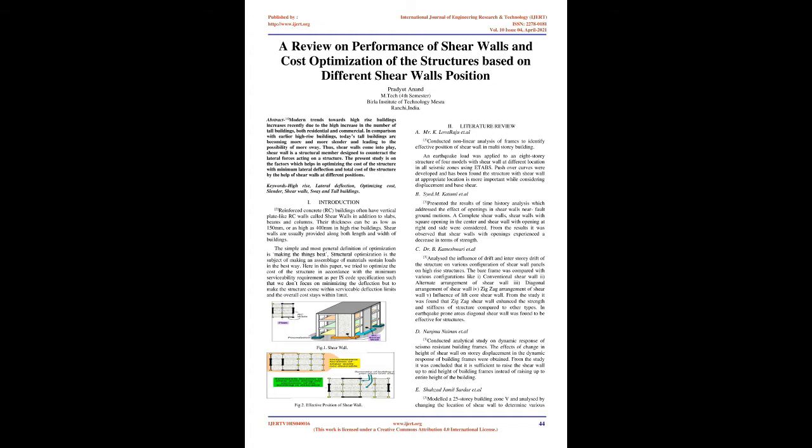Introduction. Reinforced concrete, RC, buildings often have vertical plate-like RC walls called shear walls in addition to slabs, beams, and columns. Their thickness can be as low as 150 mm, or as high as 400 mm in high-rise buildings. Shear walls are usually provided along both length and width of buildings. The simple and most general definition of optimization is making things best. Structural optimization is the subject of making an assemblage of materials sustain loads in the best way.